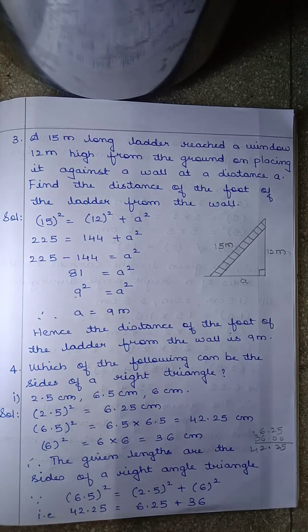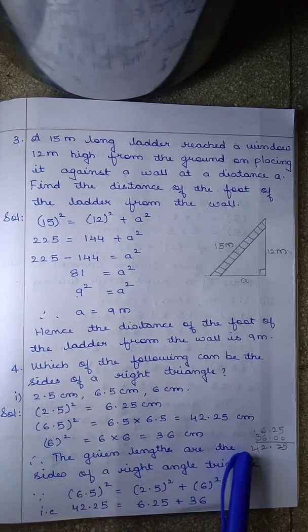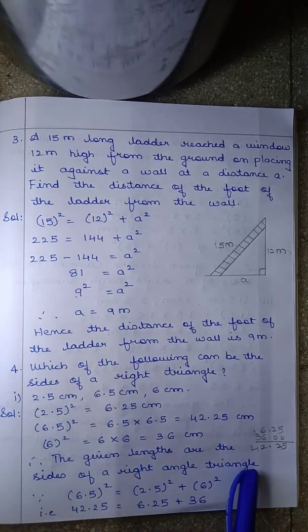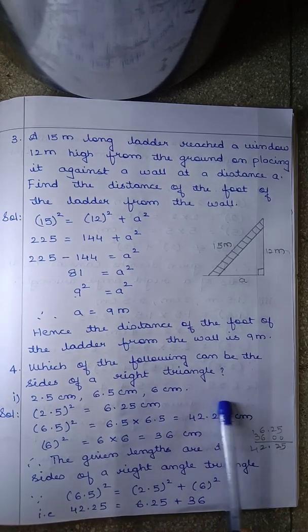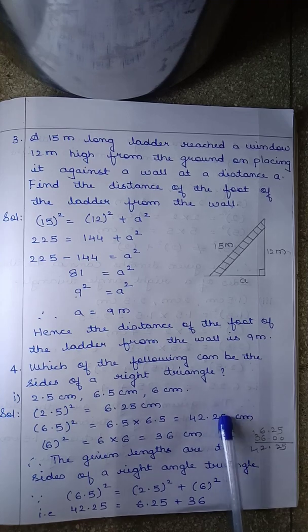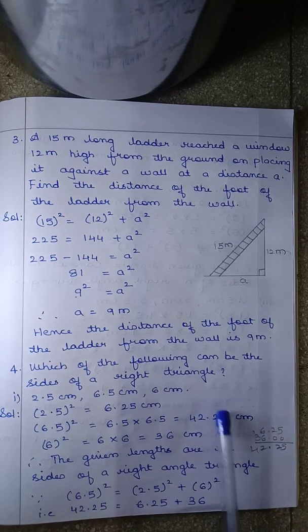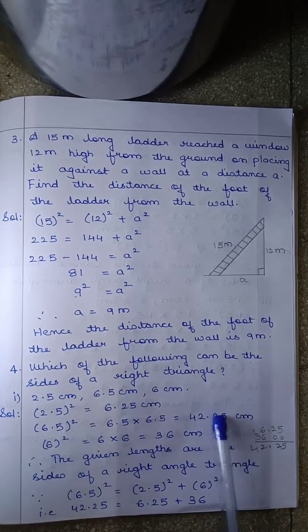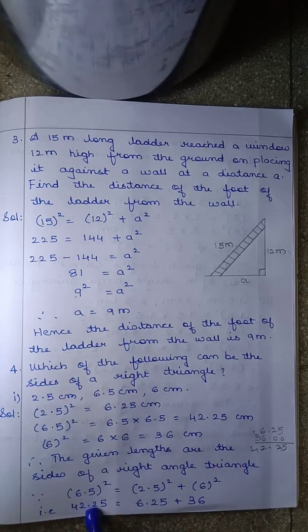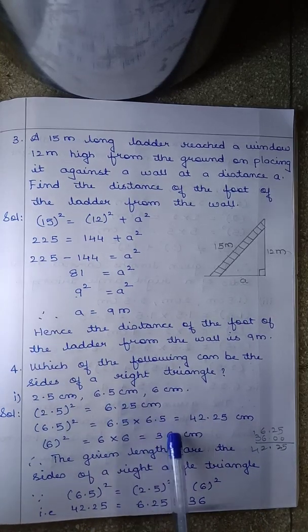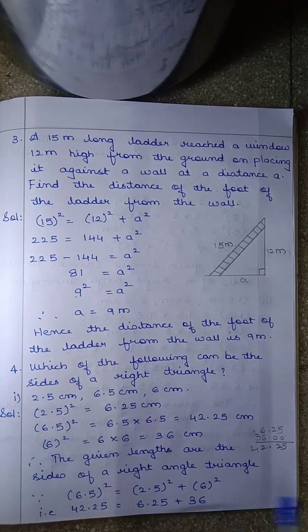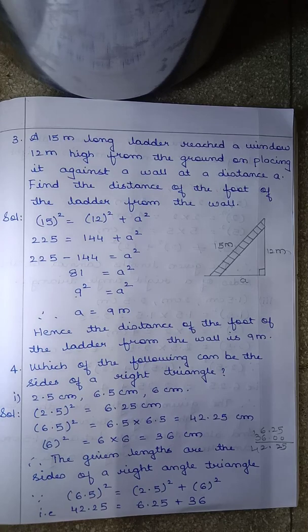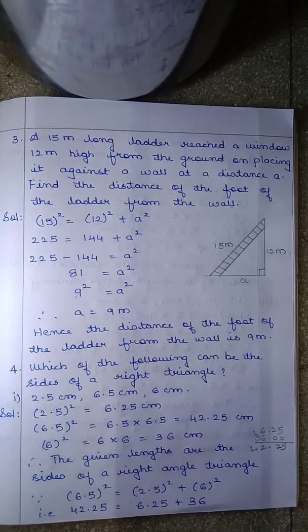Okay, so write it in the form of the statement. Okay, children, so now you have to write the statement as therefore the given lengths are the sides of a right angled triangle, because the longest side, always remember, children, the longest measurement of the side what you get will be the hypotenuse always. Okay, so 42.25 is the largest number. So 42.25 is equals to the sum of the squares of the other two sides, that is 6.25 plus 36. Okay, so therefore the given lengths are the sides of a right angled triangle, and they have also told to identify the right angle.